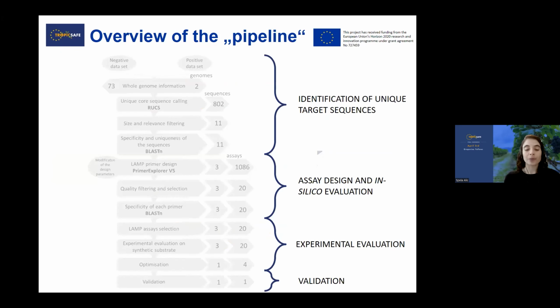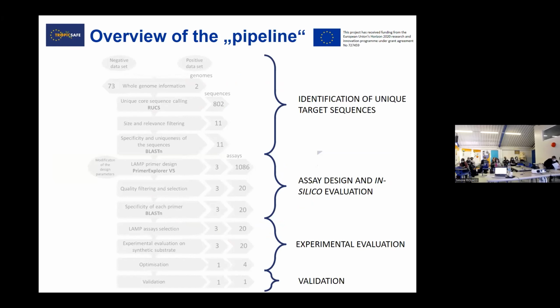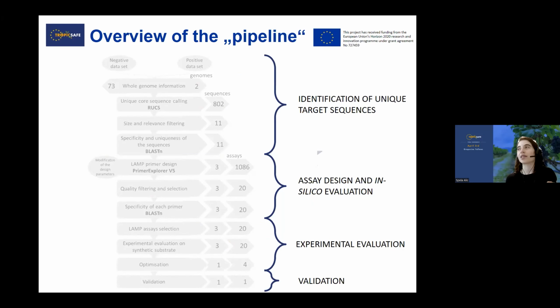We transformed our objectives into a pipeline, if I may use this word here in a broader meaning. We identified basic steps that this pipeline needed to give us the result that we needed. So the first step of the pipeline was identification of unique target sequences, assay design and in silico evaluation of the designed assay, experimental evaluation of the designed LAMP assays, and finally validation of the selected assays.